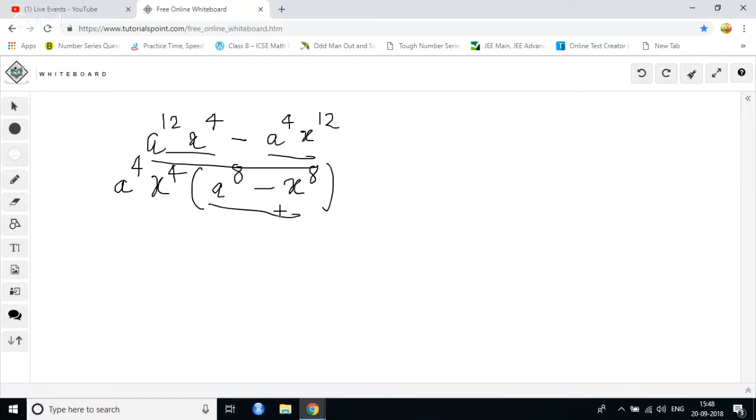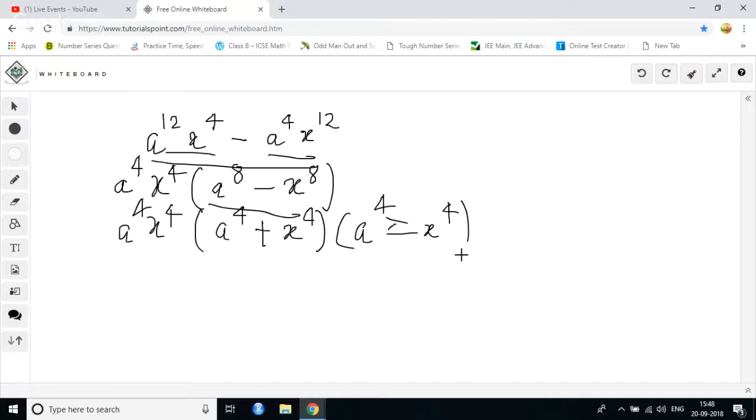Now how do you solve it? Now that becomes x square minus y square format. So I can write a to the power 4 x to the power 4, and this can be written as a to the power 4 minus x to the power 4 multiplied by a to the power 4 plus x to the power 4.